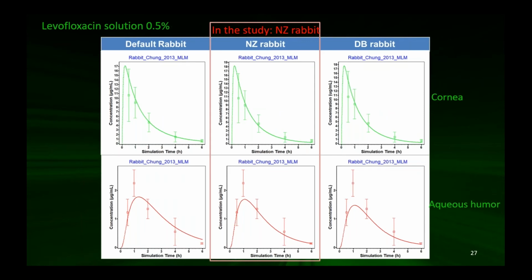For these validation examples, we ran some simulations with the different physiologies. In this example, I show you the New Zealand rabbit and the Dutch rabbit at some of the locations which have the experimental data. One is the cornea, another is the aqueous humor. At first glance, you may find the results are very similar. But in this study, they used the New Zealand rabbit, and we can find that especially for the aqueous humor, the model prediction is better.